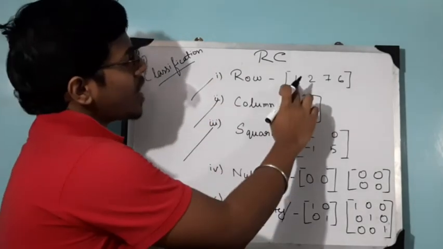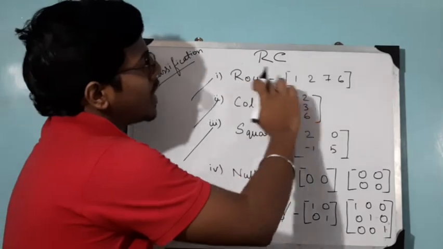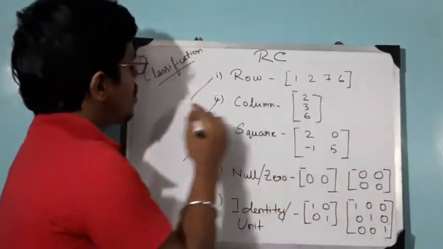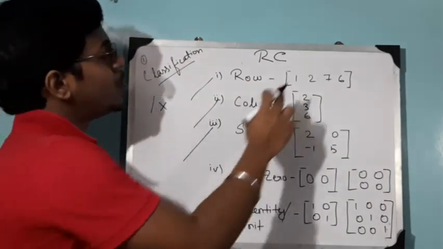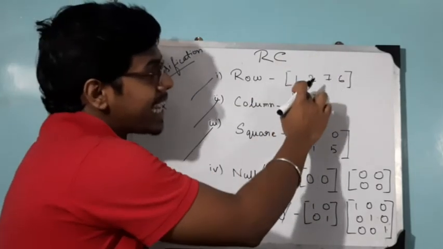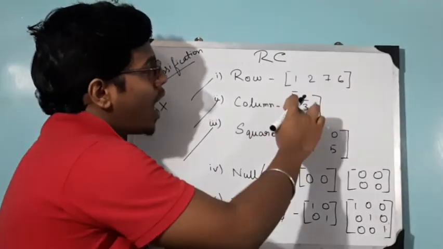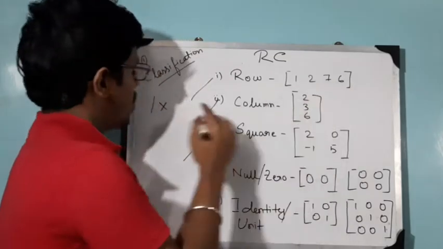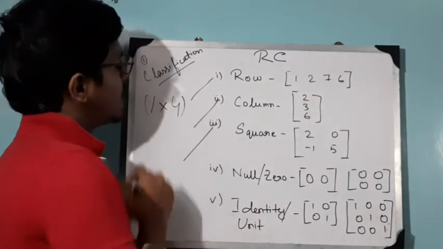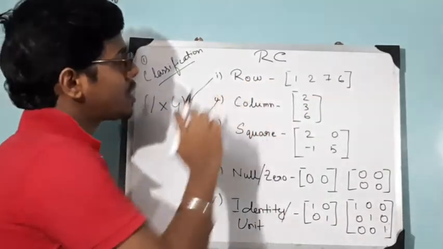So here, how many rows? See, 1 row, only 1 row. So we will write 1 into how many columns? Each and every number is a column. 1, 2, 3, 4. So 4. This is the order of the first matrix.